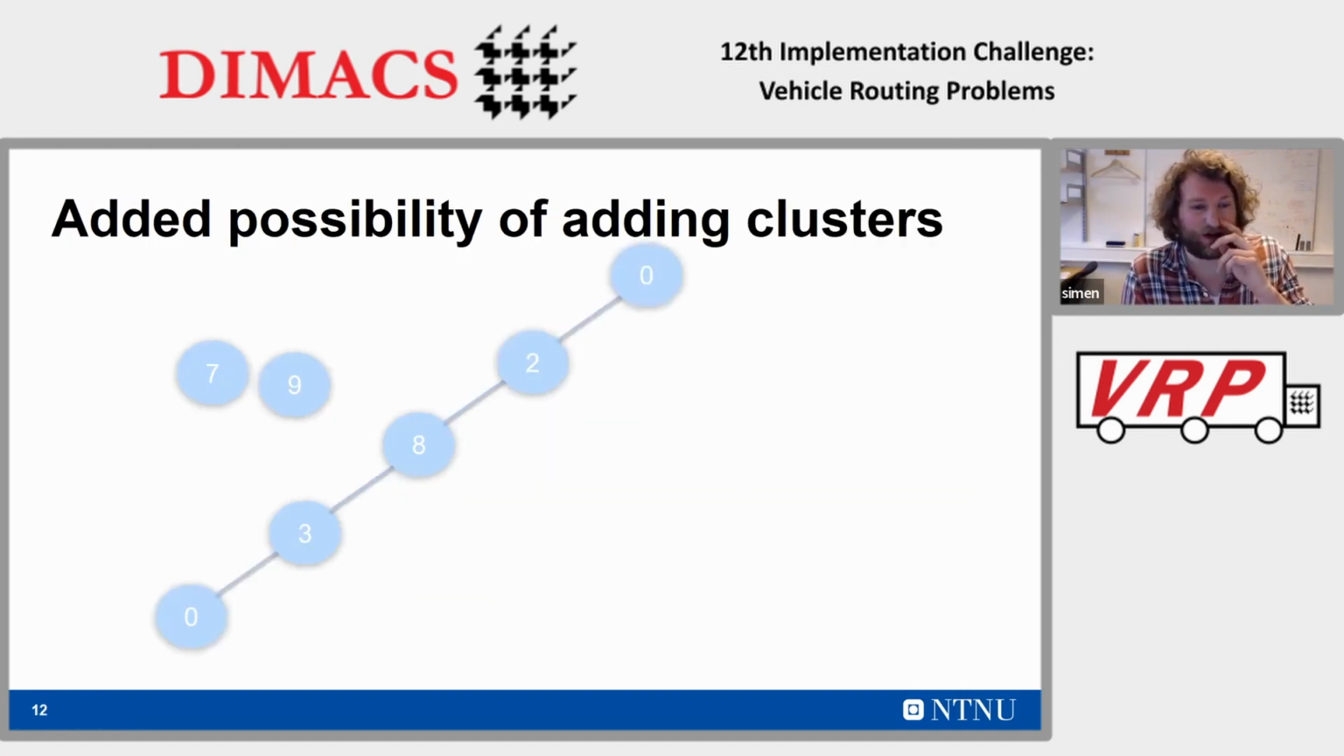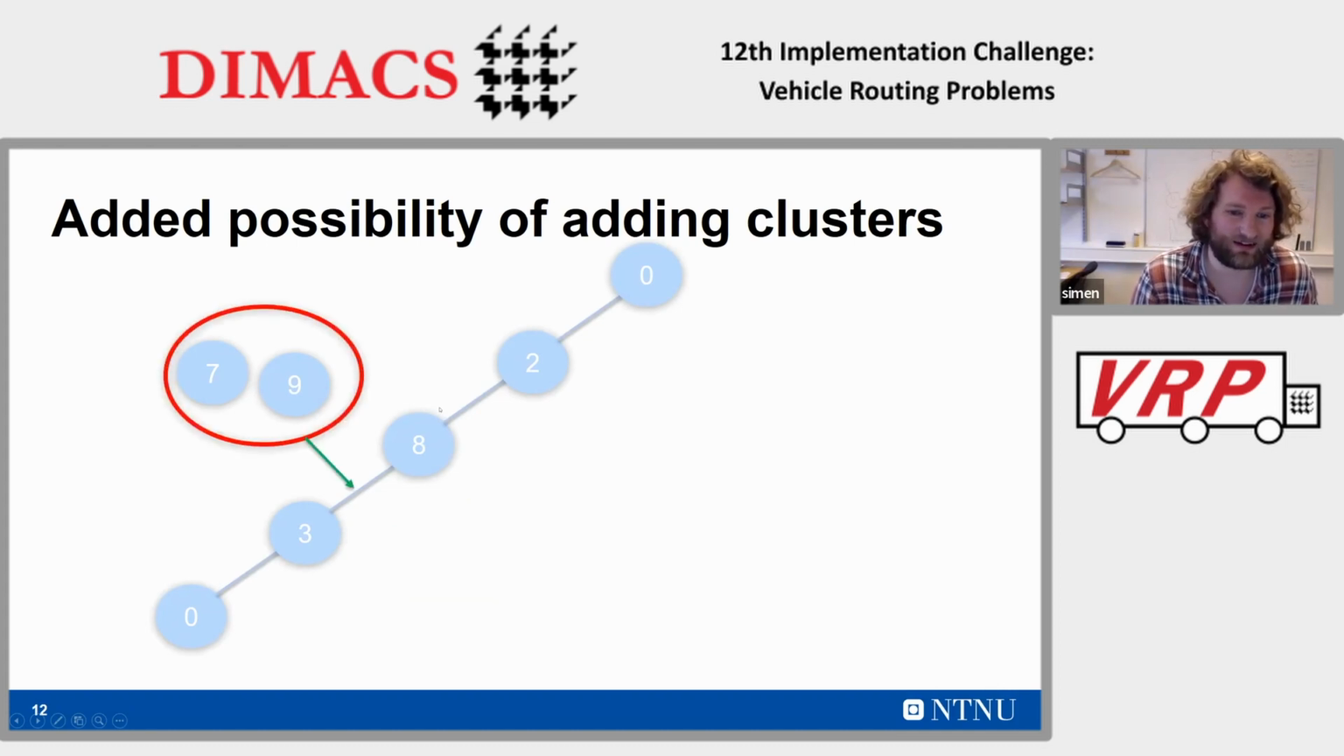And one thing that we added for the IRP is the possibility of adding clusters. Say that you wanted to add this cluster here, consisting of 9, 7, and 9, into the route. Then we added the possibility of doing that as well. Unfortunately, we were going to do this for the split VRP, but we had a bug that we weren't able to figure out before the deadline. So unfortunately, this possibility wasn't added into the solver for the DIMACS challenge. But I tried it later, so we'll look at the results to see if it actually helps.